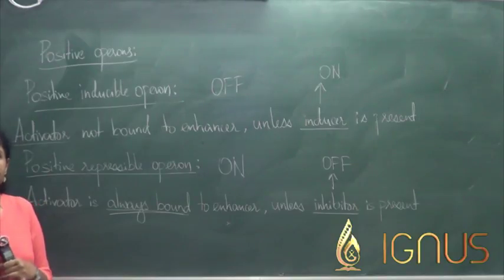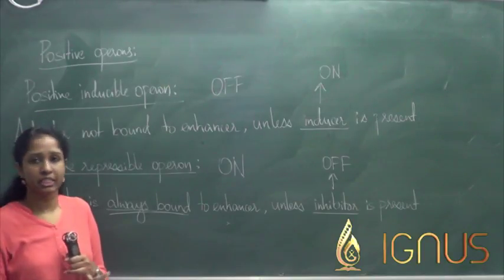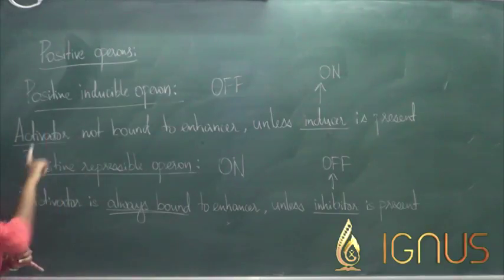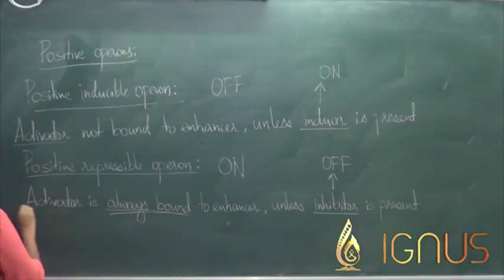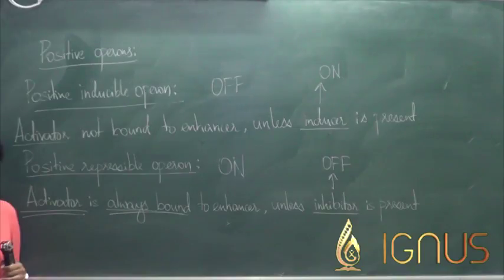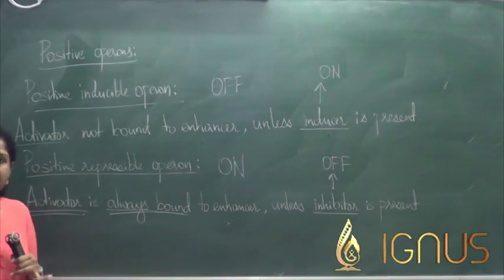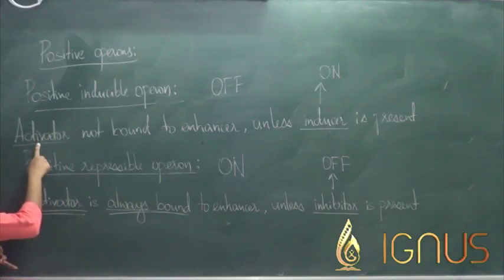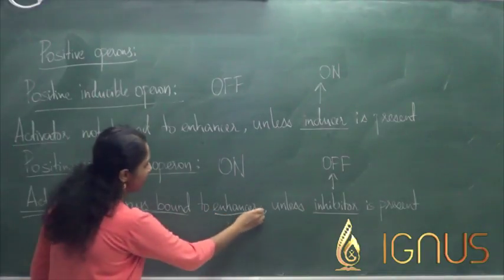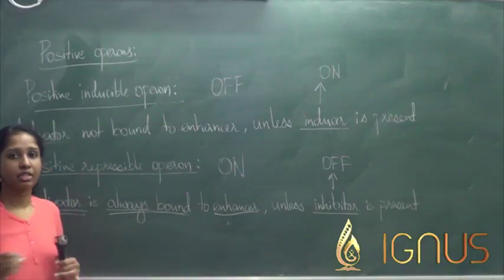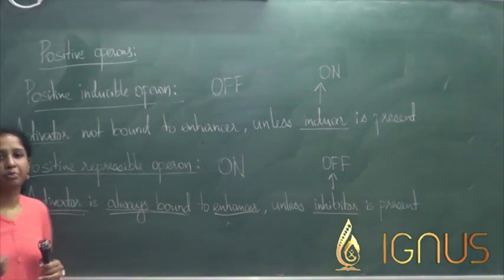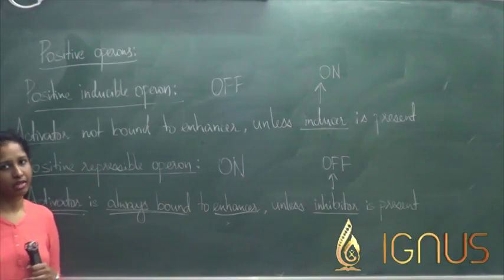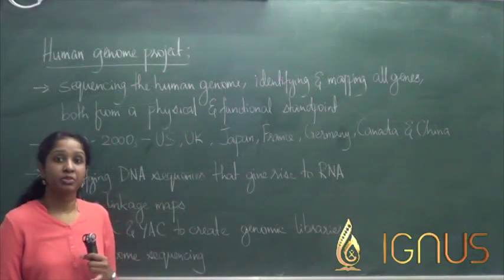In case of negative operons, the protein that is being used is the repressor protein. In case of positive operons, the protein that is being used is the activator protein. And the region where the repressor joins is the operator region, and the region where the activator joins is the enhancer region. So, these are the differences between the positive operons and the negative operons, and the individual positive and negative operons.